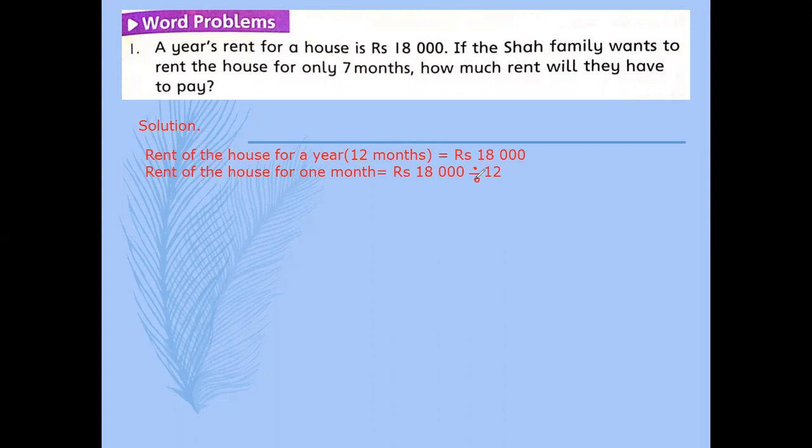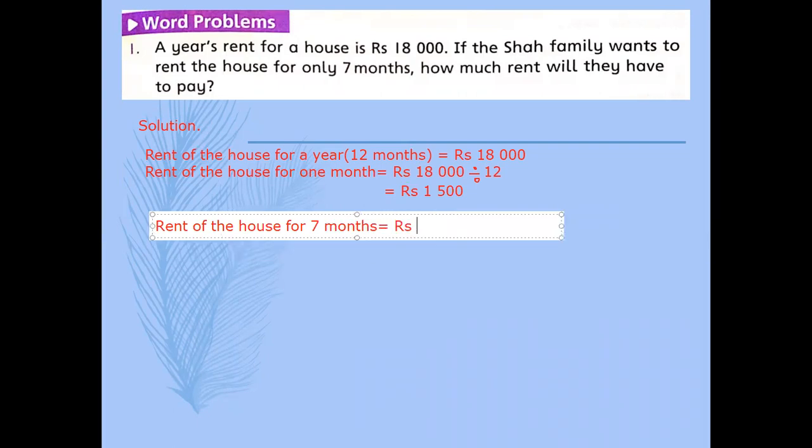This is very important, that you should be good enough in your multiplication and division skills. So in working column, you can divide this 18,000 with 12. So you're going to get 1,500, or you can say 1,500 rupees. So this is the rent of that specific house for 1 month. So now we can calculate rent for 7 months. Or you can say rent of that house for 7 months. Okay, so what is the rent of the house for 7 months?